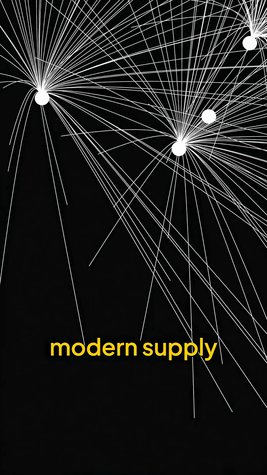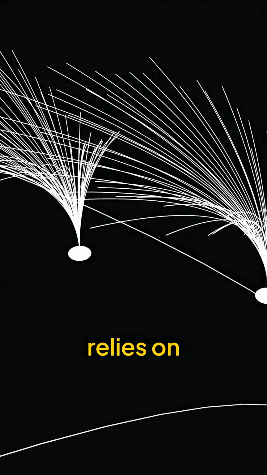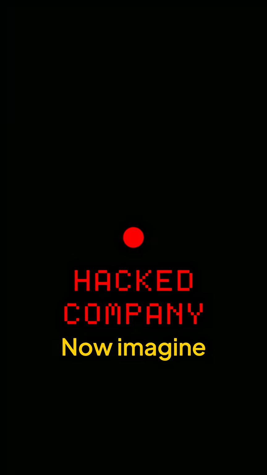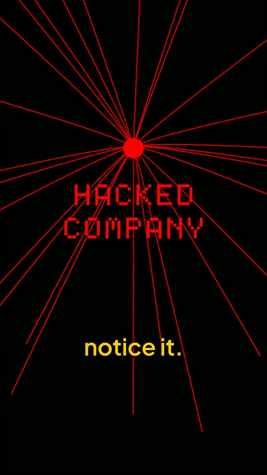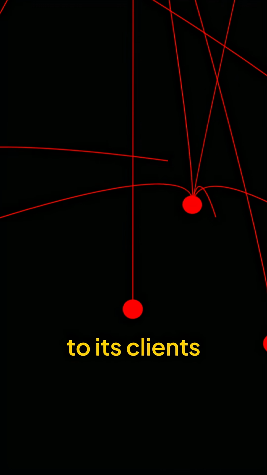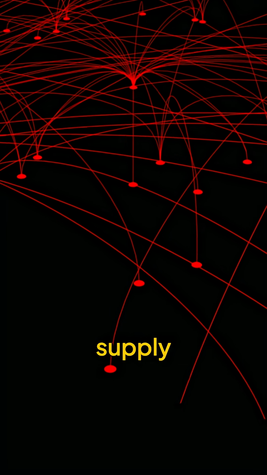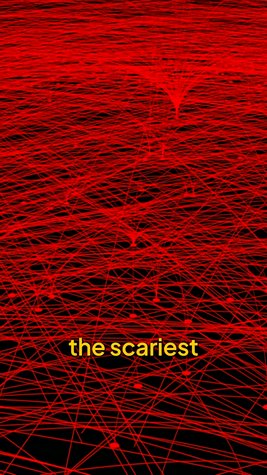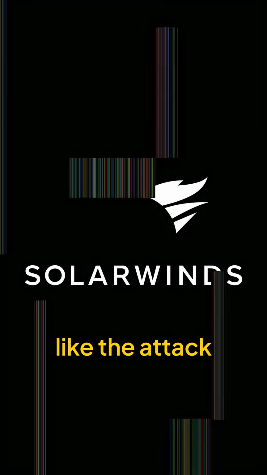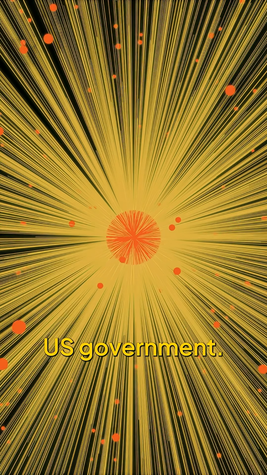This is the reality of modern supply chains. Everybody relies on everybody else. Now imagine a fault in one of those chains. A company gets hacked and doesn't notice it. The attacker gets access to its clients and its clients' clients and so on down the chain. These are called supply chain attacks, and they are some of the scariest cyber attacks that can happen. Like the attack on SolarWinds, one hack that trickled down to the entire US government.